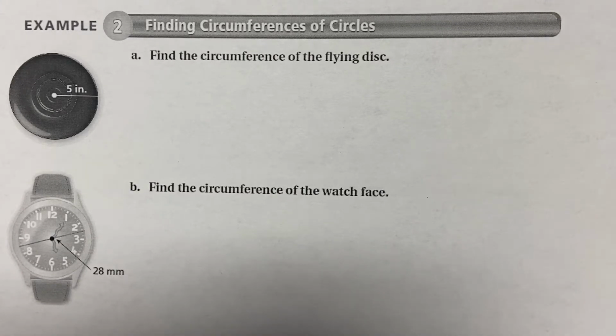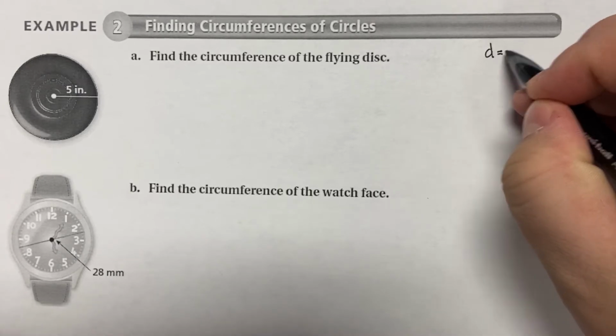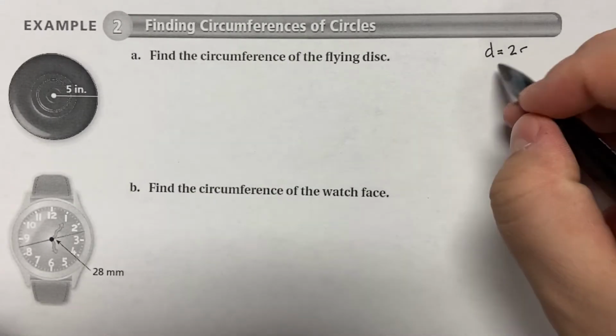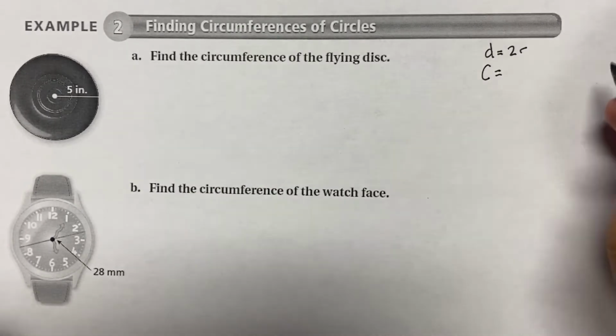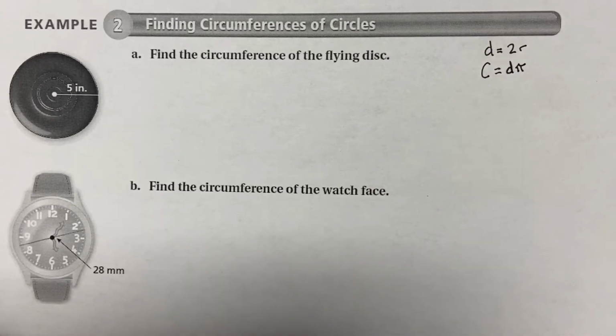Today we're going to be talking about finding the circumference of a circle. One of the things that we really need to make sure that we understand is that, once again, our diameter is going to equal 2 times radius. But in this case, again, we're looking for circumference. So another formula that we need to keep in mind is circumference is equal to our diameter times pi.